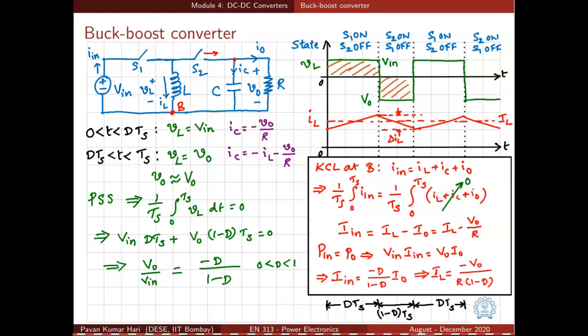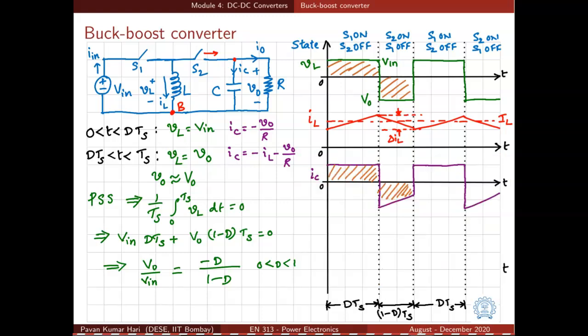So if we know IN, the average input current, and the average output current, we can calculate the value of the average inductor current. And how can you find out the average input current? By power balance. Pin is equal to PO, the average input power is equal to the average output power, because we are assuming the DC-DC converter to be lossless. So V in IN is equal to VO IO, and the average value of input current will be minus D by 1 minus D times IO. That gives us the expression for the average value of inductor current IL as minus VO by R into 1 minus D.